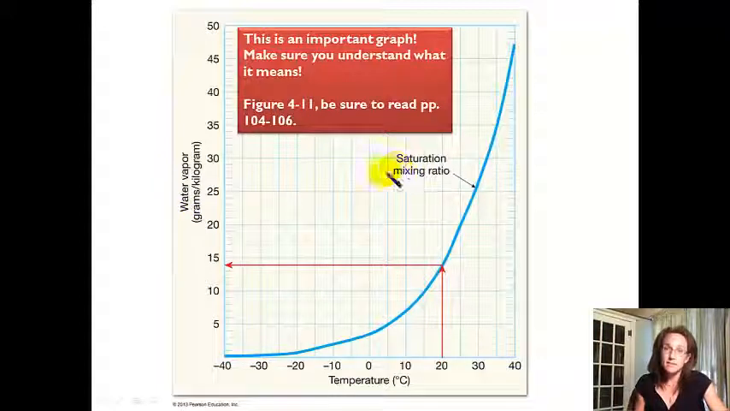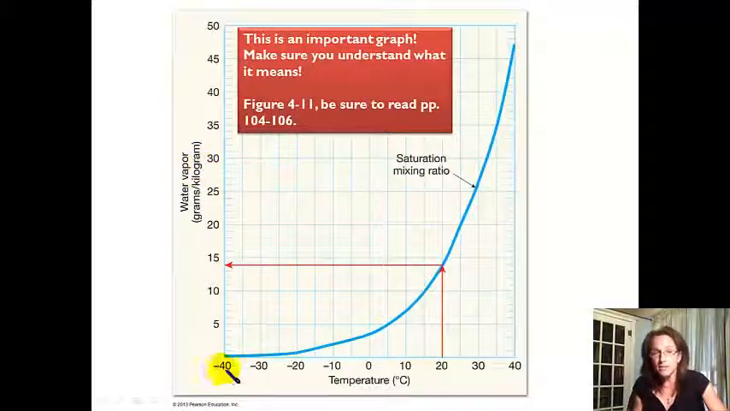And in this case, it's mixing ratio, the grams of water vapor per kilogram of dry air. And what we see is, as we increase temperature, so our x-axis here is temperature going from minus 40 degrees Celsius to positive 40 degrees Celsius, our saturation vapor pressure, or saturation mixing ratio in this case, increases with increasing temperature.